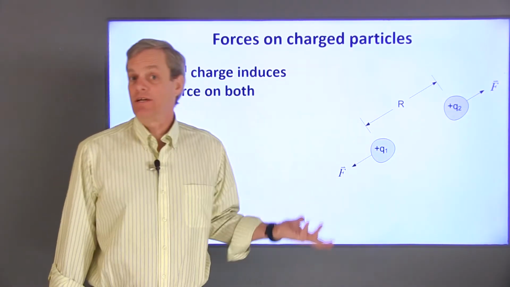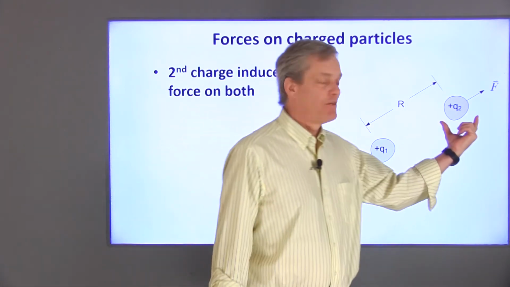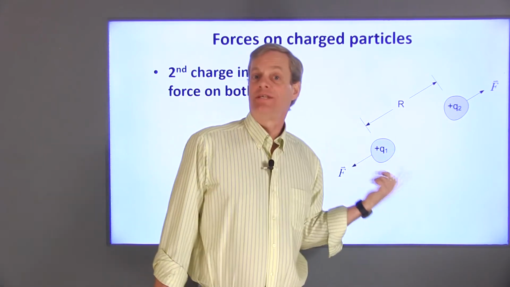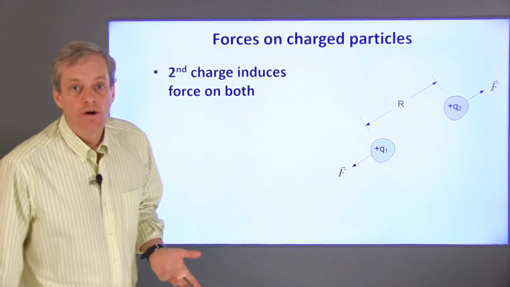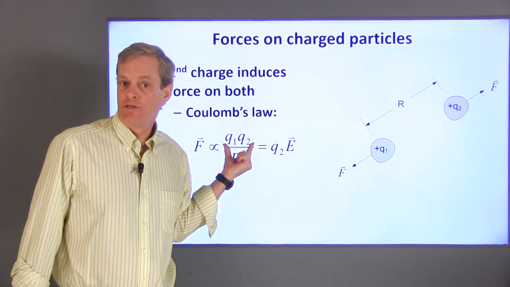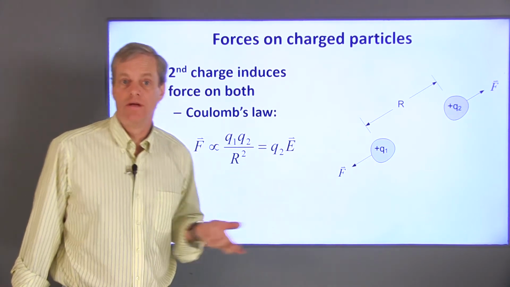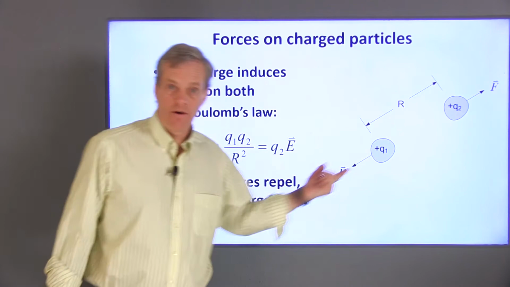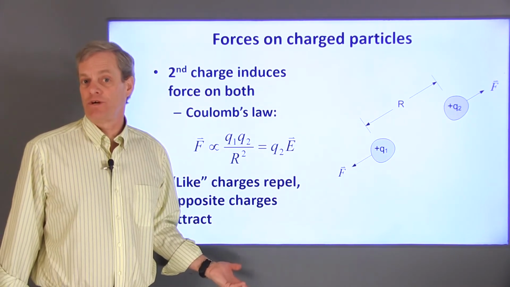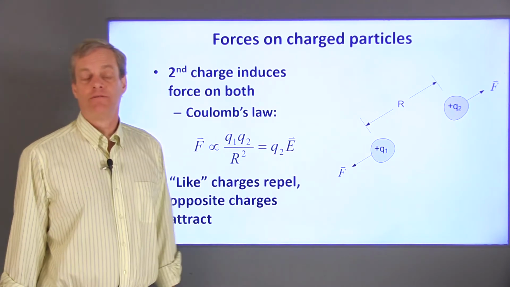As I mentioned, the electric field induced by a charge, Q1, will exert a force on other charges, say Q2, which are placed in its vicinity. An equal and opposite force is exerted on the original charge. Coulomb's Law says that the forces on the charges are proportional to the product of the two charges and inversely proportional to the square of the distance between the charges. If, as shown here, the two charges are either both positive or both negative, the force repels the charges from one another. If the charges have opposite signs, the force attracts them to each other.